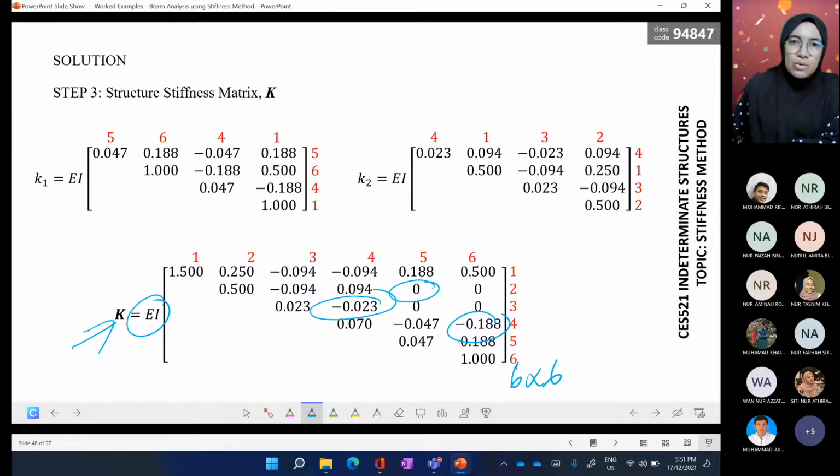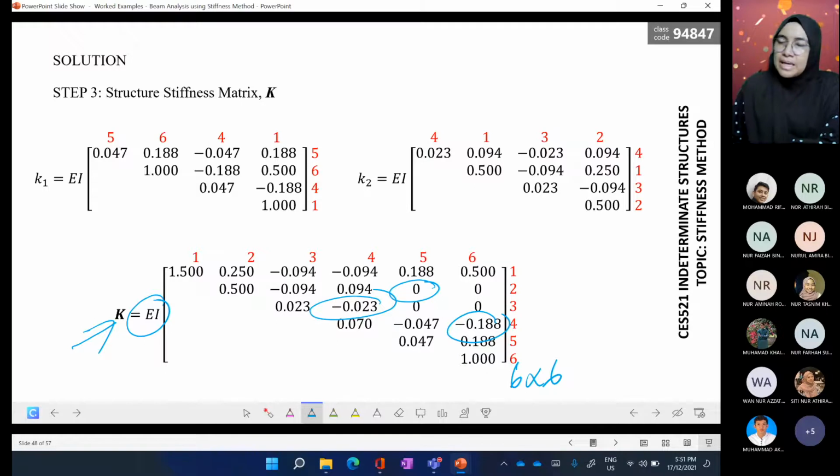Okay, so all these values we get from K1 and K2. A 0 value means we don't have a value in K1 and K2, which means no intersection. No intersection means no value. So we have it like this.